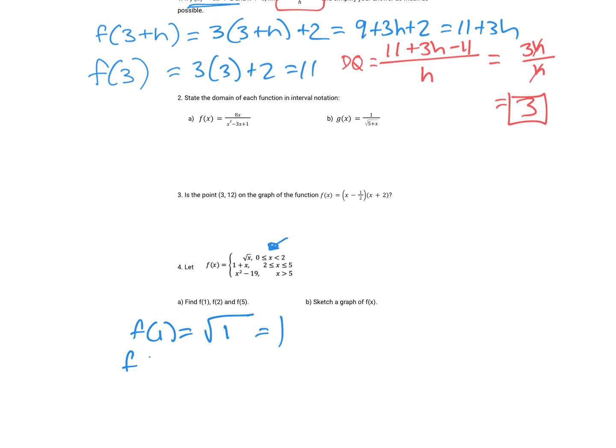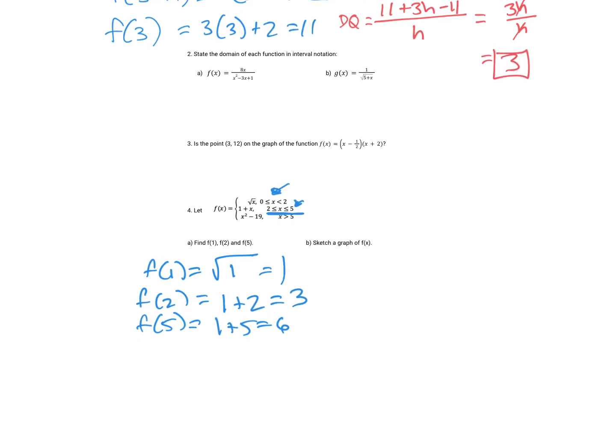When I do f of 2, well, that's included here in this second piece. So I'd plug it into the second piece, which happens to be a line. So 1 plus 2 equals 3. And finally, f of 5, well, 5 also is included in the second piece. So f of 5 is also on the line 1 plus x, so 1 plus 5 equals 6.